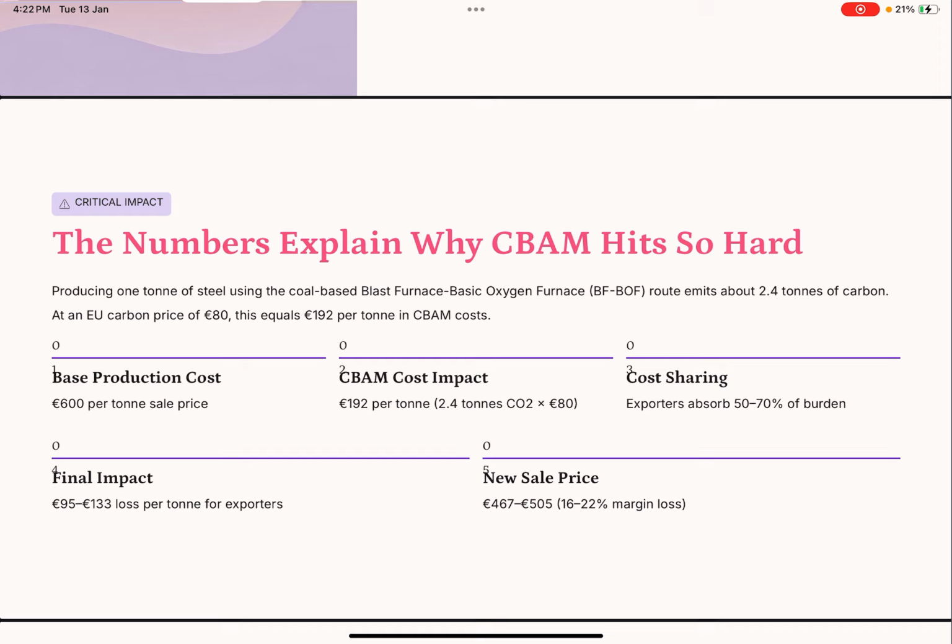The same would be true between any two groups where one group is the exporter and the other is the importer, especially if the exporter is using a fossil fuel which is emitting carbon dioxide. So we need to understand that with these numbers the impact is critical. That is why I named this slide the critical impact, and these numbers explain why the carbon border adjustment mechanism is going to hit the trade so hard.